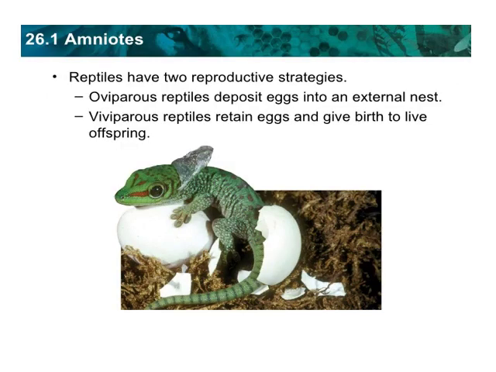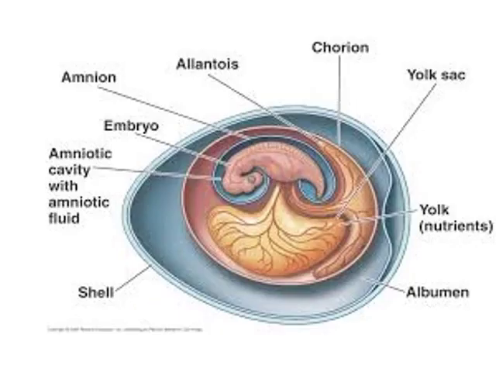Amniotes. Reptiles have two reproductive strategies, that is, oviparous reptiles deposit eggs into an external nest. The egg-laying reptiles will use the nest for the eggs, and viviparous reptiles will give birth to their babies. Reptiles retain eggs and give birth to live offspring. Here is the amniotic egg. You can see the membranes, amnion, allantois, chorion, yolk sac, amniotic cavity with amniotic fluid, the shell, and the yolk and albumen.